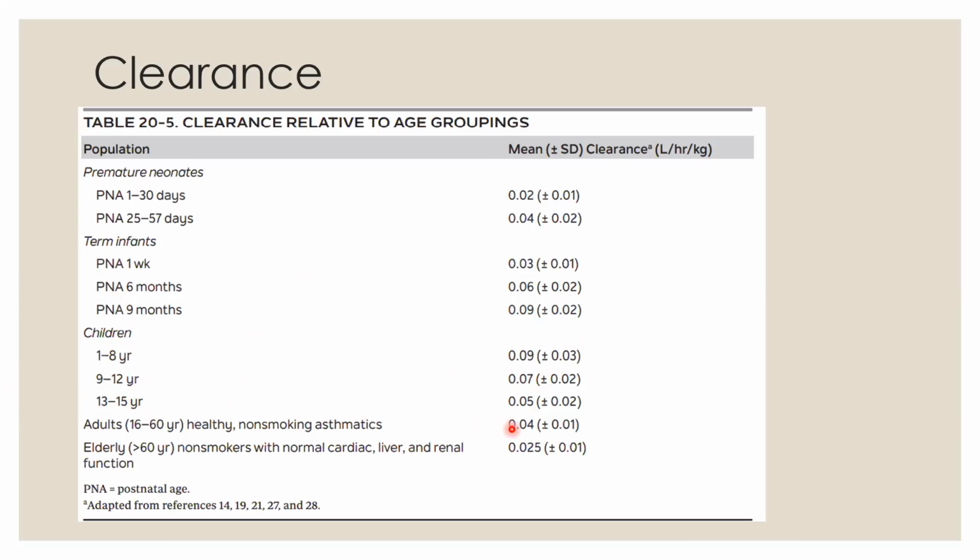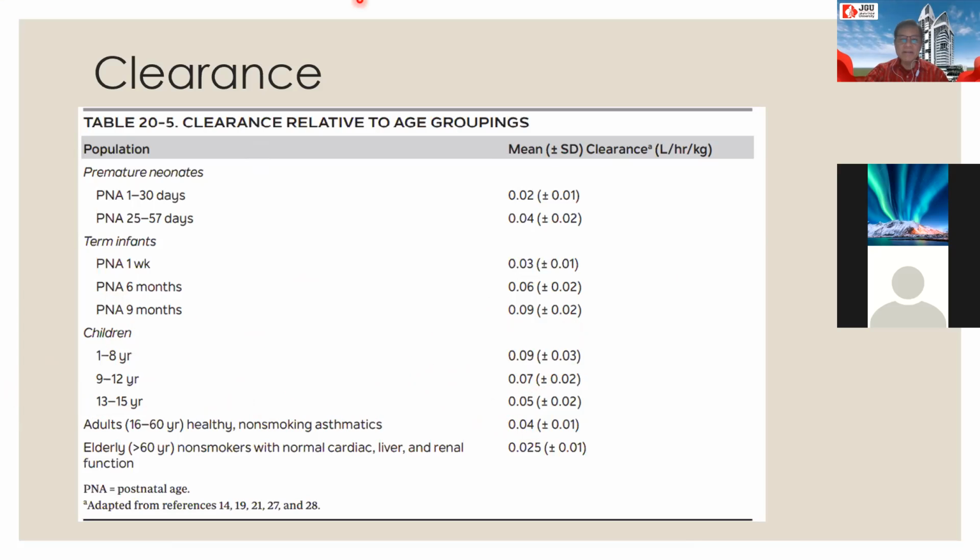If you see adult, 0.04, but only a little bit different. And among adults there is also a difference between non-smoking and smoking. Smoking can increase the clearance. The elderly non-smoker is lower because of renal function and liver function, but the smoking one will be higher. This is for the asthmatic.